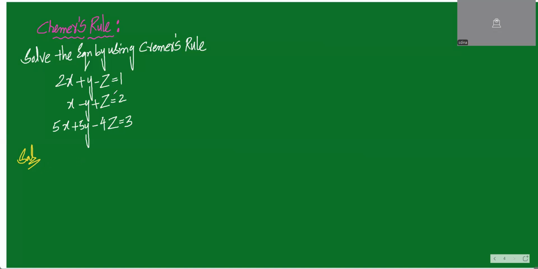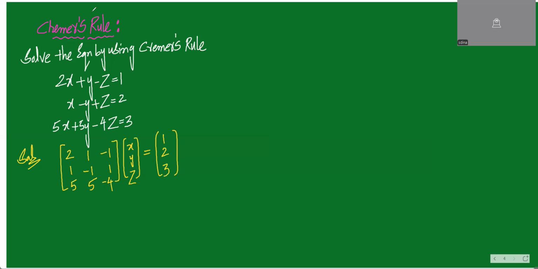Okay, so these equations we have to convert into the matrix form. So how to convert? You see, conversion into the matrix: X, Y, Z coefficients we have to write. Here x coefficient is 2, y coefficient is 1, z coefficient is -1; x coefficient is 1, y coefficient is -1, z coefficient is 1; x coefficient is 5, y coefficient is 5, z coefficient is -4. Here the variables are x, y, z. And you see the right hand side values are 1, 2, 3.